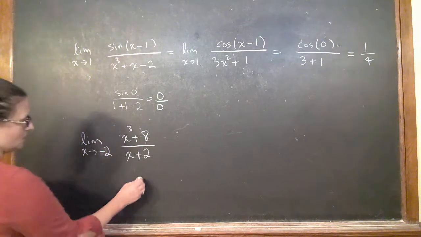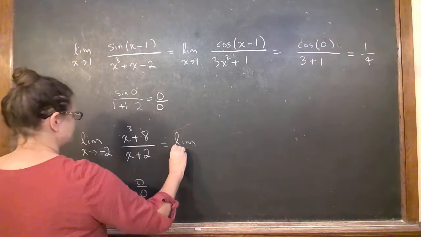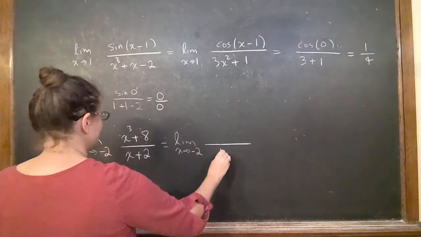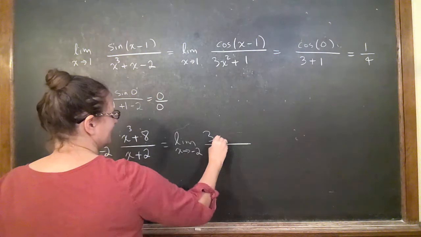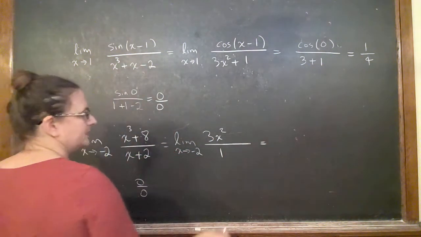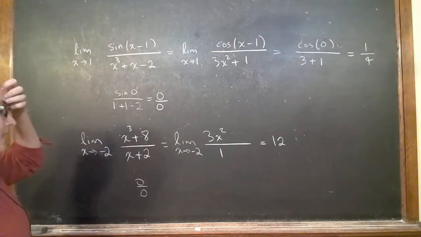It's perfectly fine. You also have the option now of using L'Hopital's rule because you can see this is going to be 0 over 0. And so if I do L'Hopital's rule, 1 and then 3x squared, and then that gives me my answer, which would be 12. Right? So you can do that now too.